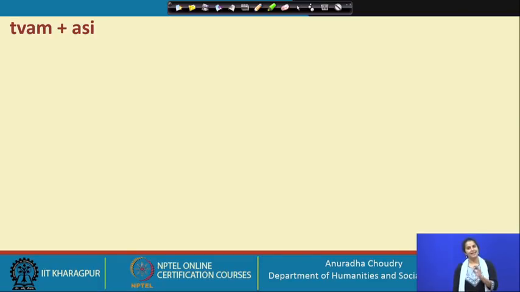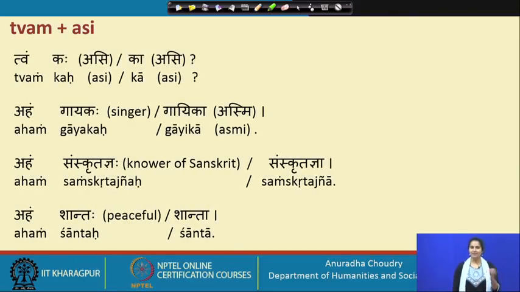The verb to be for the second person informal is Asi. So the whole question would be Tvam kaha asi or Tvam ka asi. The answer if it's a man would be aham gayakaha. If it's a lady, aham gayika. And the verb to be in the first person is optional. So you could say aham gayakaha or aham gayika asmi. Or you can also say aham samskritajnyaha or aham sanskritajnya, knower of Sanskrit. Another adjective, aham shantaha or aham shanta.